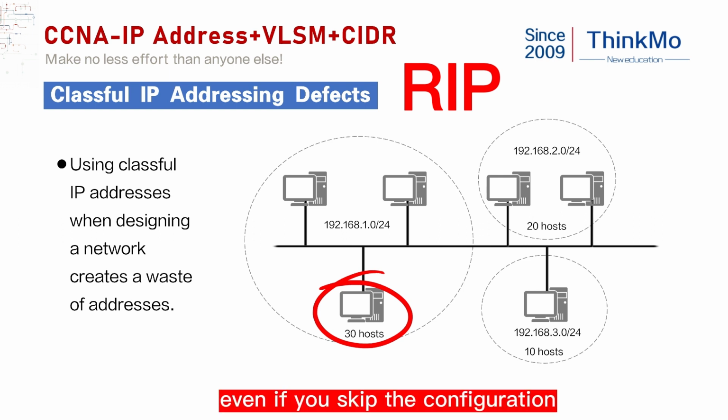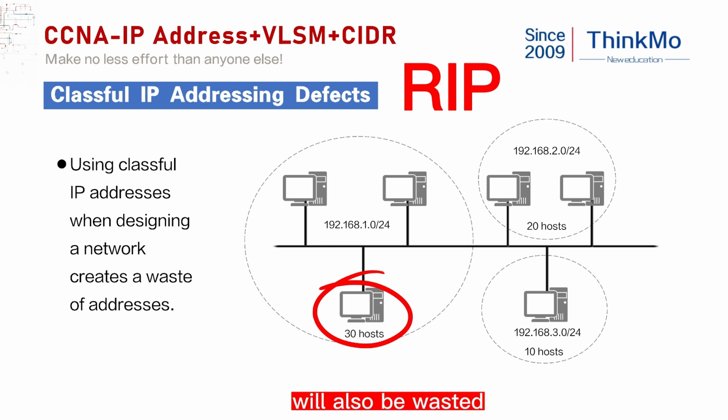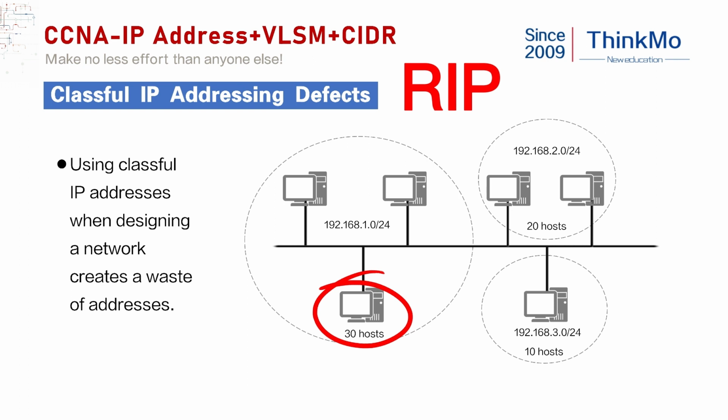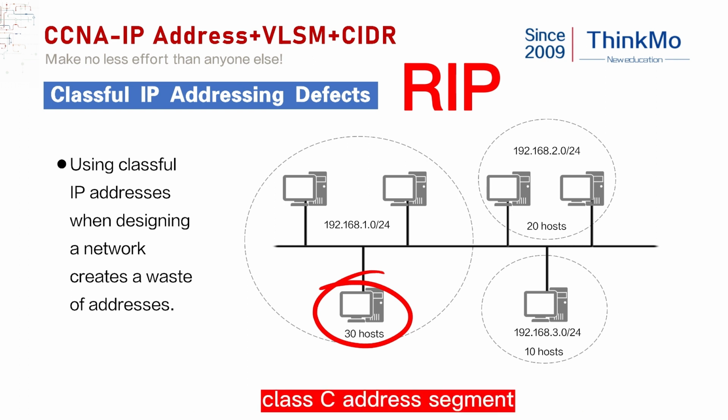Even if you skip the configuration, they will also be wasted. Look at this segment. You can only assign 2.0 to it, because you want it not to be with 1.0. Also give it 254 addresses. There are 10 people in this department, 10 hosts. But you also have to give it a separate Class C address segment, also 254 addresses. That address is wasted.